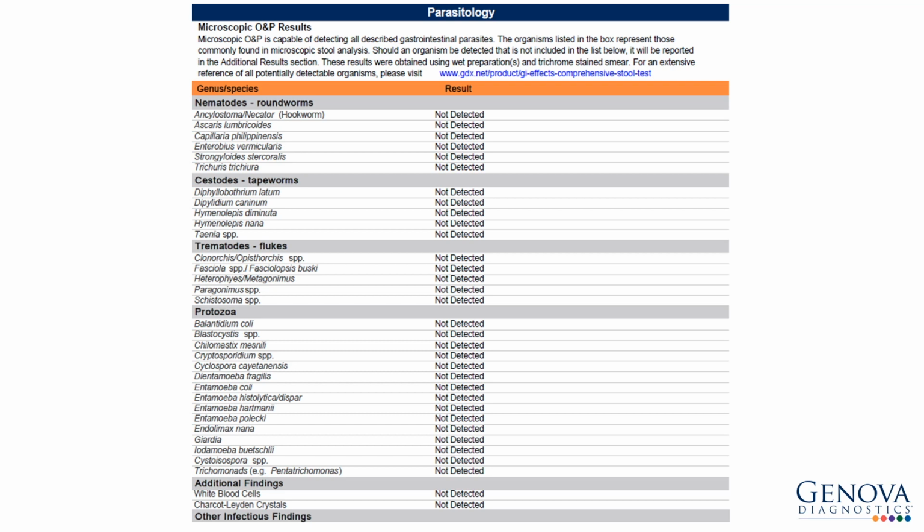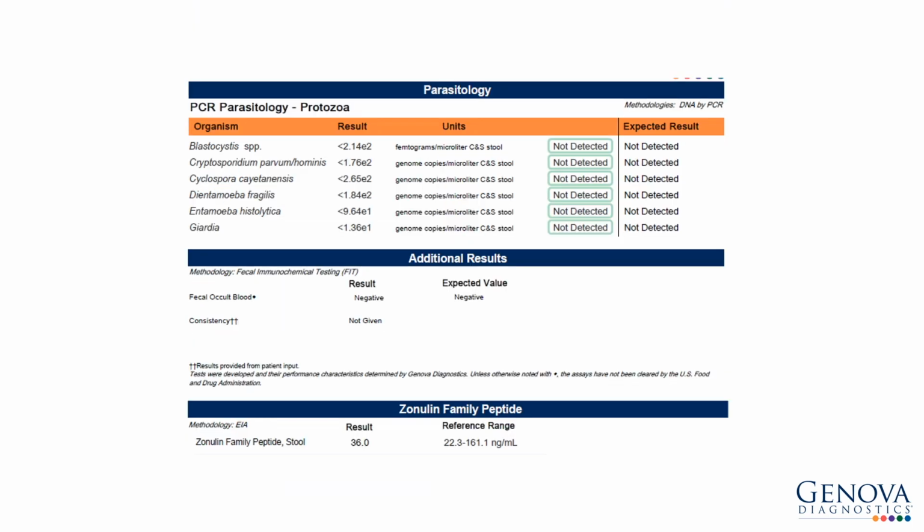On page 7, we have the parasitology section. No ova or parasites were seen under the microscope. On page 8, all 6 PCR parasite tests are negative. In the middle of the page, we see that fecal occult blood was negative. We think about fecal occult blood screening for colorectal cancer, but it can be elevated with inflammatory bowel disease, pathogenic infections, and any other condition that can cause GI bleeding.